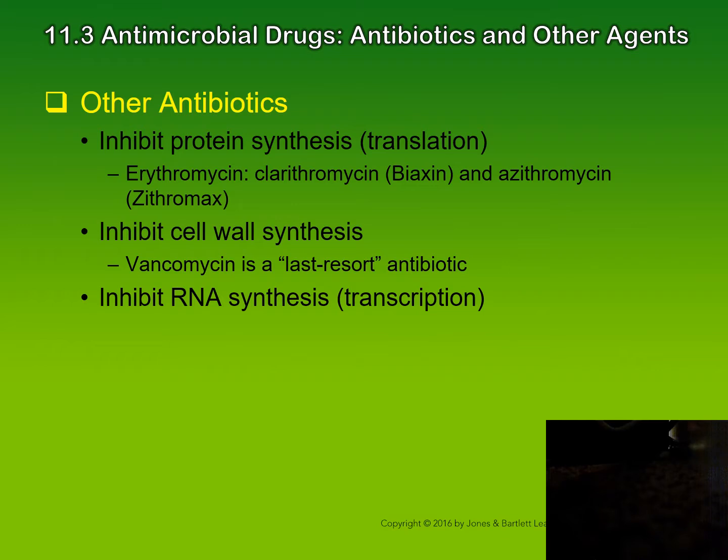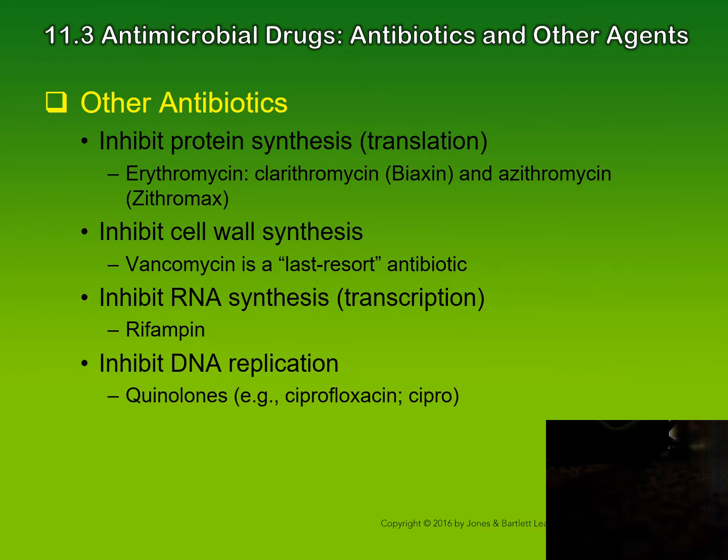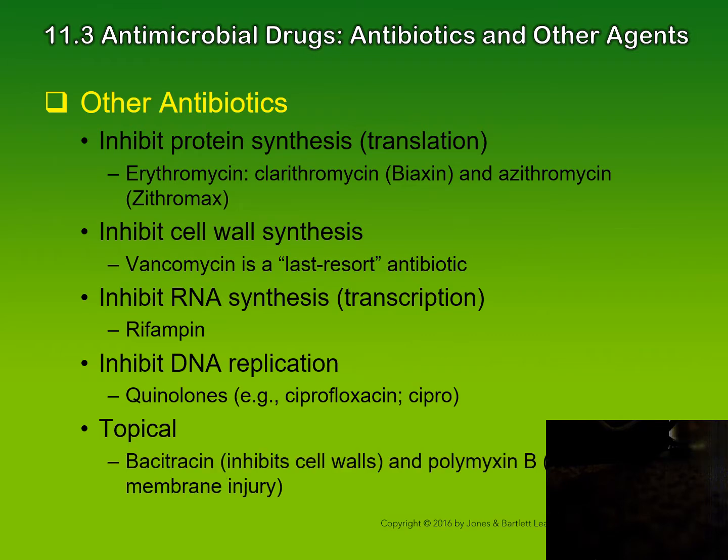We can have RNA synthesis inhibitors. Rifampin is one of the major drugs there. We can inhibit DNA synthesis and replication. Cipro is probably the best known of that class of drugs. Or we can have topicals that you can only apply on your skin, and bacitracin or polymyxin B are two that are the most common there. When you have triple antibiotic cream, bacitracin and polymyxin are in that cream.